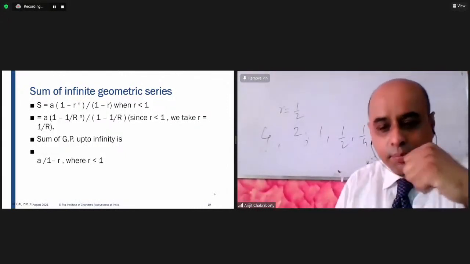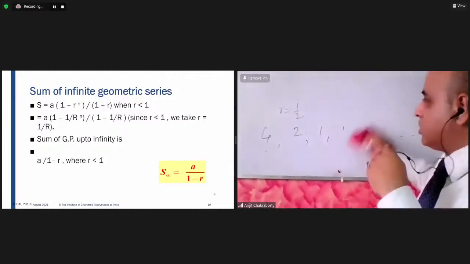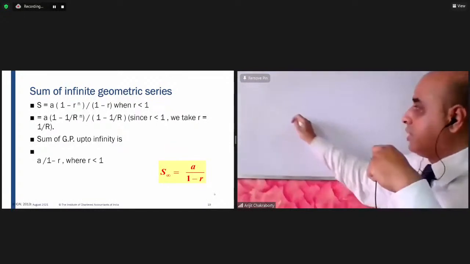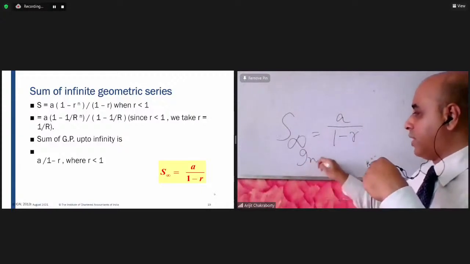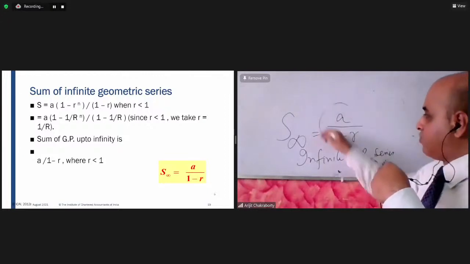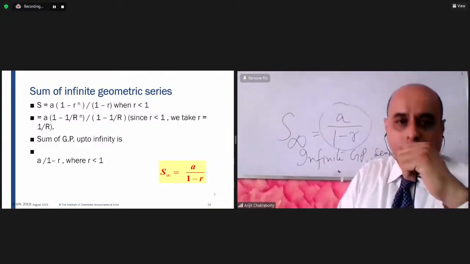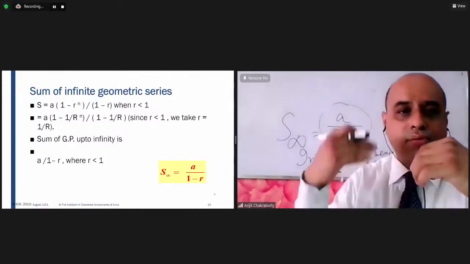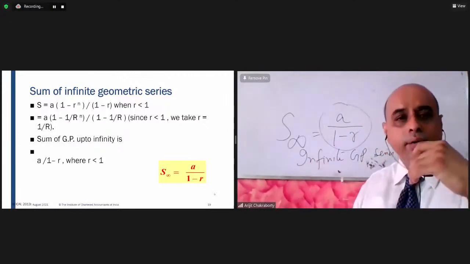In that case, the simplified formula to keep in mind is S infinity equal to A divided by 1 minus R. So in case of an infinite GP series, S infinity is A divided by 1 minus R. You will also use the same formula in the chapter on time value of money, especially in compounding, and in bond valuation, where the same principle of an infinite GP series is followed.